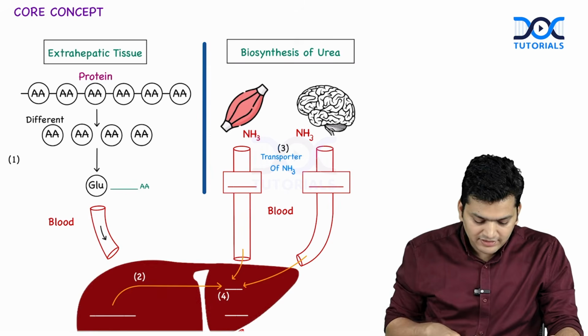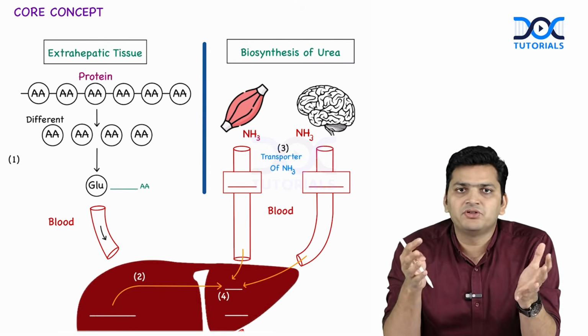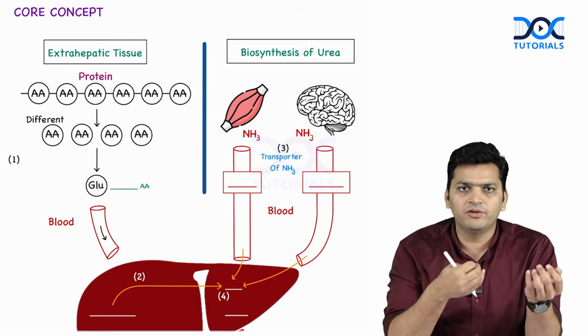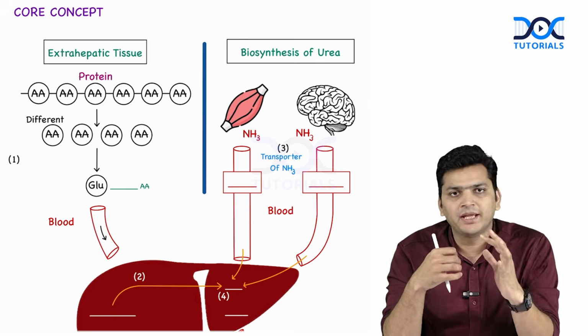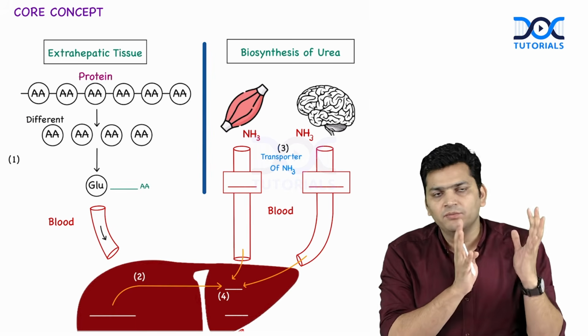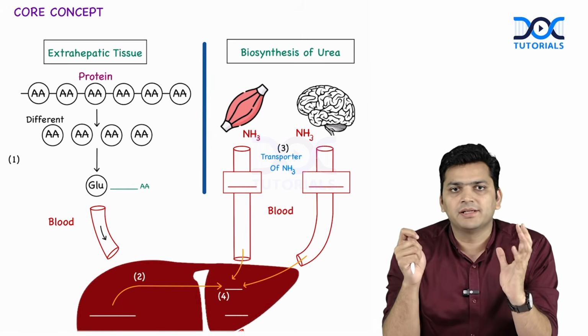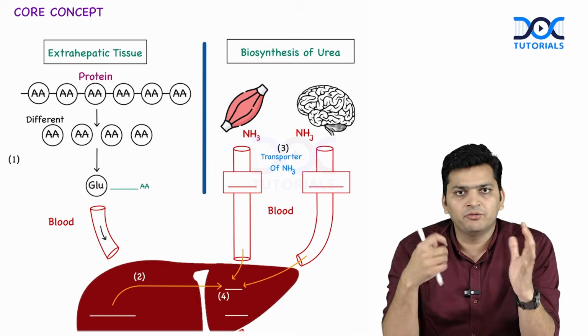When it comes to the biosynthesis of urea, to understand the core concept, we will divide the tissues into 2 types. The liver I will refer to as hepatic tissue, and all the remaining tissue I will call extrahepatic. Remaining means the muscle, the brain; they are extrahepatic. So in the extrahepatic tissue, for example muscle, we have the proteins. These proteins will be destroyed on a regular basis.